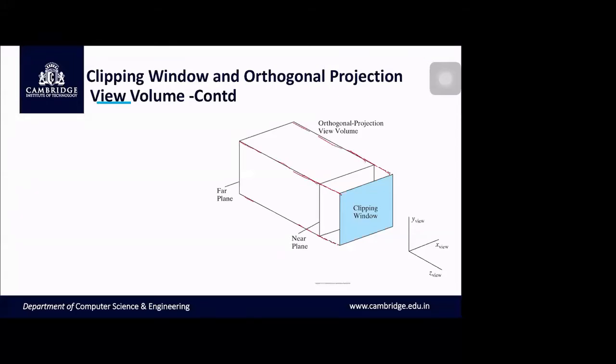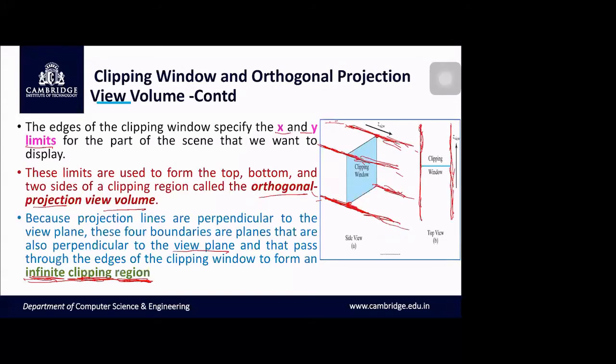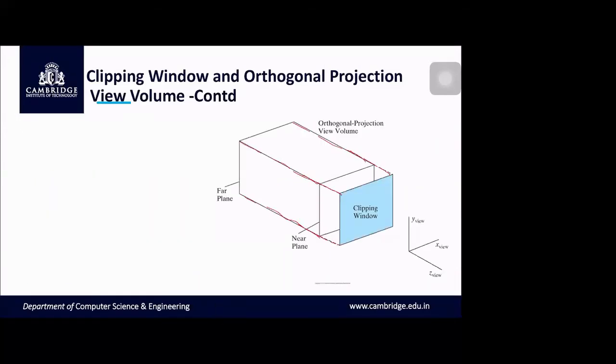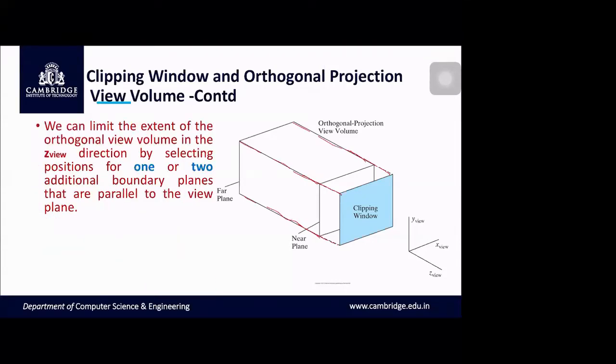Now, in my previous slide, it was an infinite clipping region. I have defined the infinite clipping region. Okay, now I should make it a finite clipping region. The finite clipping region is nothing but given by two planes, based on the Z view direction, based on the Z view. Which is your Z view? You can see here. This will be your X, this will be your Y. The Z is like this.